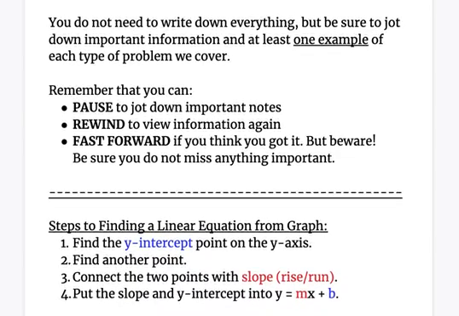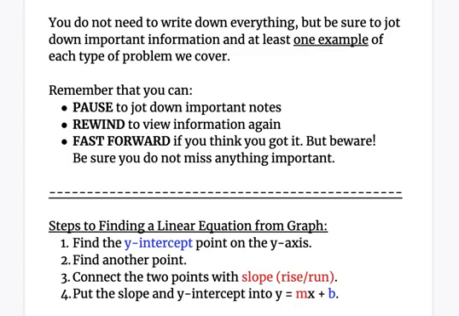Make sure you pause the video and jot down these steps before moving on. The first step is to find the y-intercept, the point on the y-axis. Remember, that's our starting point, so you always want to start with that. That's your b. And then you're going to find any other pretty point. When you connect those 2 points, you'll be able to find the slope using rise over run, and then you'll have your slope and y-intercept, and you can put it into y equals mx plus b.